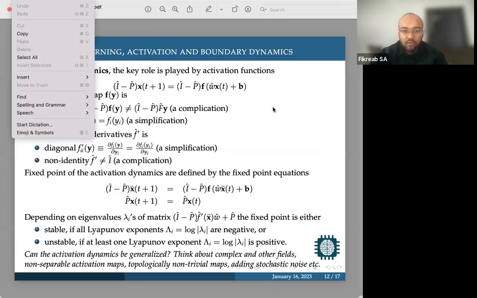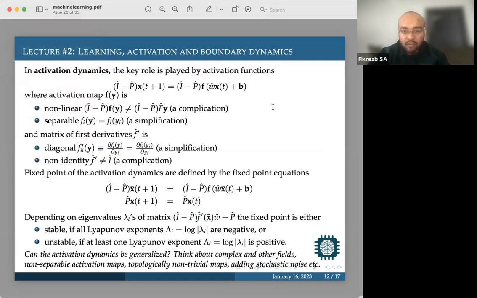Right, and also almost all matrices are diagonalizable over the complex numbers. So I was thinking, for non-separable, for example, if you restrict to only polynomial maps where each of the f_i of y_i is a polynomial of degree 2, for example, you can change bases and only work with separable ones.